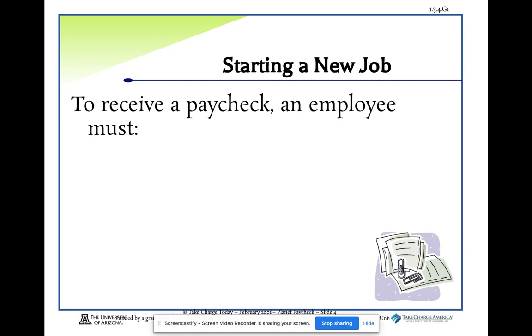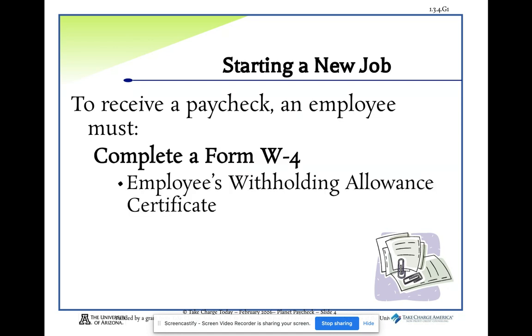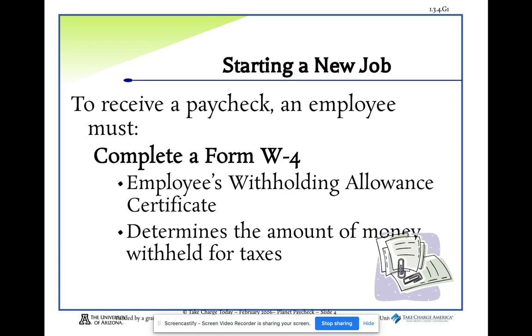So starting a new job, to receive a paycheck, an employee must first complete a W-4, which is your withholding allowance certificate. This is something that you use when you fill out your taxes. It determines the amount of money that's withheld for taxes that you can eventually get back later when you file your taxes during April.